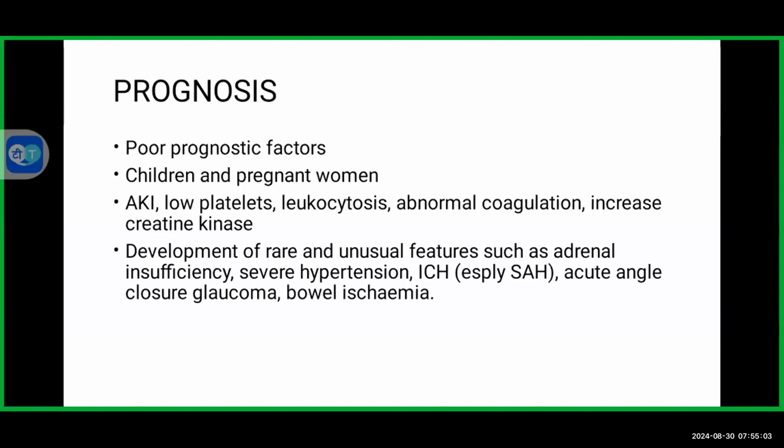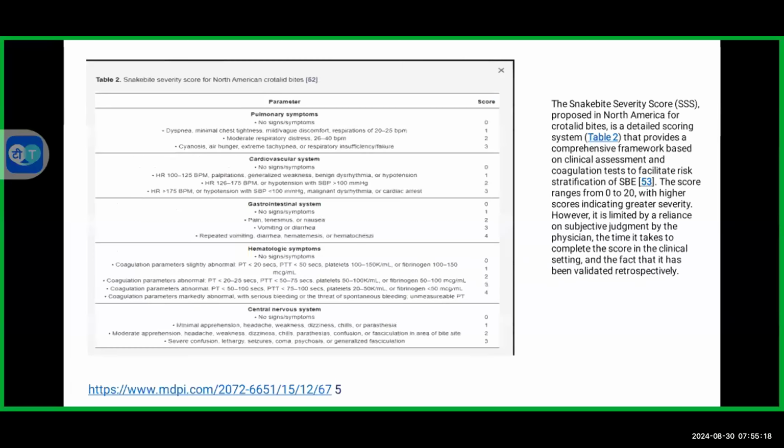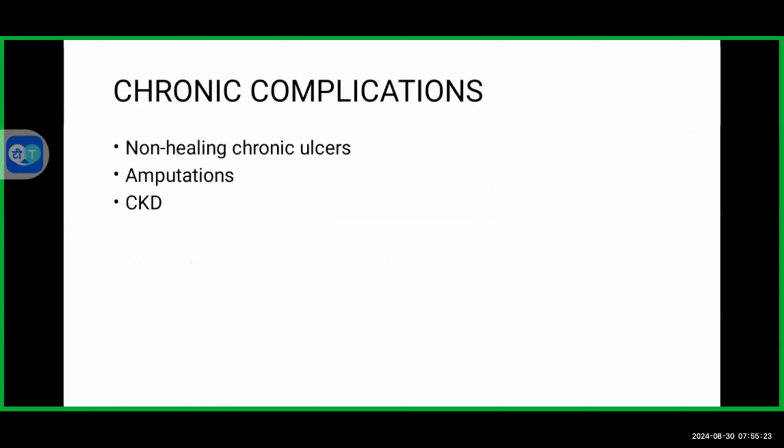development of AKI, and lab results such as low platelets, leukocytosis, abnormal coagulation, and increased creatine kinase, or development of very rare and unusual features such as adrenal insufficiency, severe hypertension, intracranial hemorrhage, acute angiography, and bowel ischemia. So this is kind of like a severity scoring system for snake bites, which we will look at later.